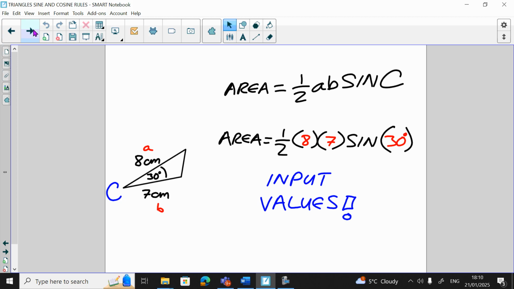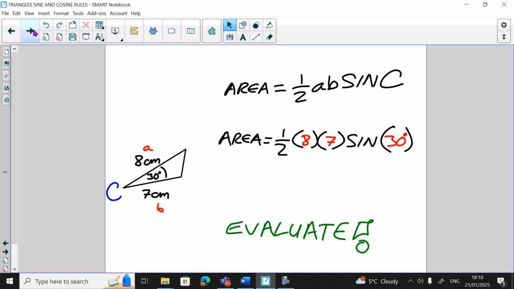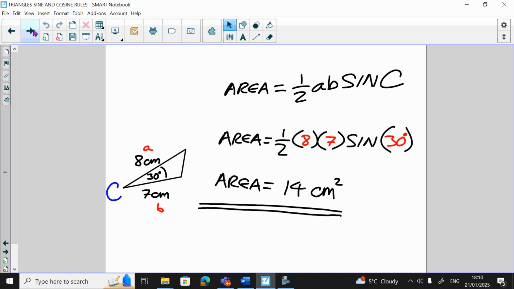1 divided by 2 times 8 times 7 times sine 30. Fire it in the calculator. Should be a nice answer because this is my first example. Evaluate, work out, get a value for your answer. 14, but the thing is, I've got units of measure here. I've got centimetres squared because I've got 8 times 7, I mean centimetres times centimetres is centimetres squared. Sine 30 is just a number on its own, a naked number. But units of measure are important here because we're dealing with error. Okay, square feet, square yards, square centimetres.